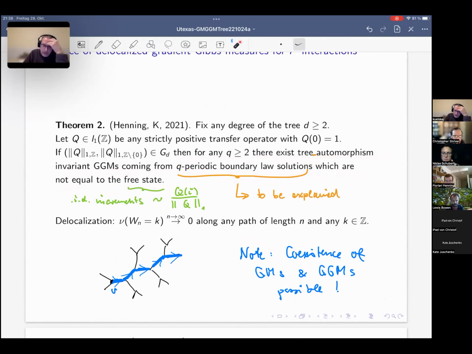Free state would be, you have this Q, which punishes your increments, and for any edge independently, you choose a random variable according to the distribution of Q. So we didn't assume that the Q is normalized to be 1. So if you want this to be a probability distribution, you have to normalize it by the sum over the i's, which is the 1 norm. Okay. And so this is always actually a gradient Gibbs measure, but there are more, no?